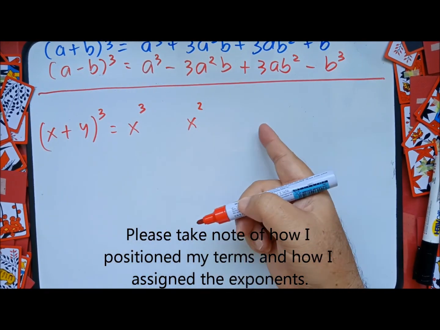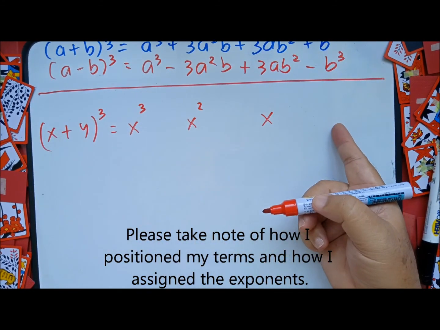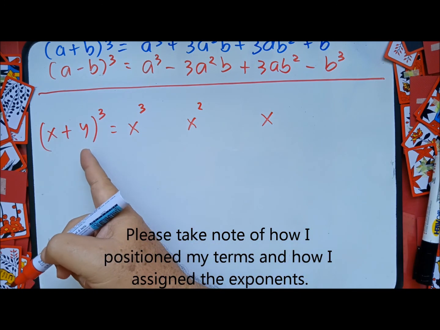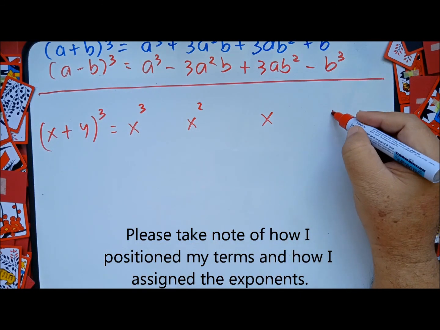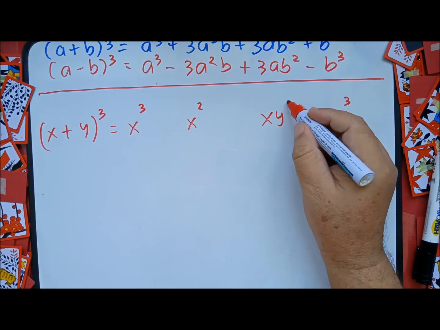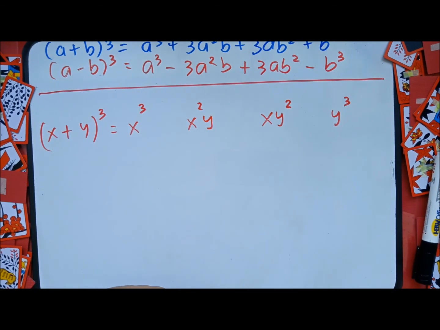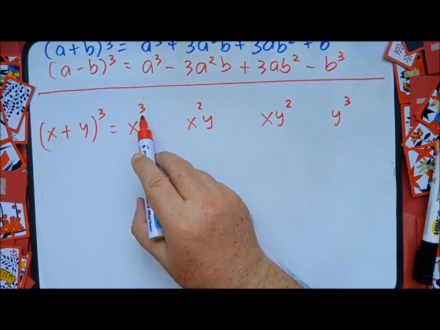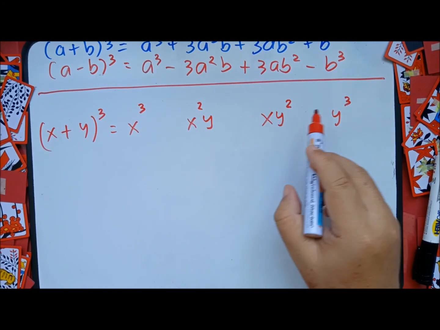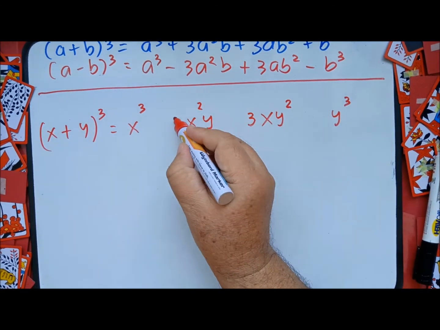My technique in memorizing the pattern: I'll write x cubed, then the second term x squared, then the third term x, then the fourth term, no more first term. Now the second term, the last term, and the first term, no more second term. Cube, square, 1. Cube, square, 1. Then add 3, add 3.